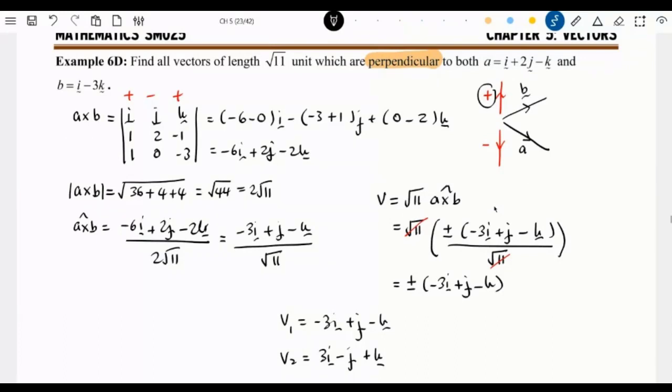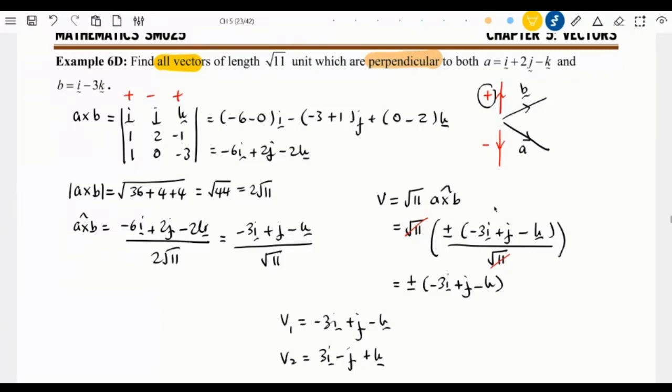If they ask for just one, you can give either one. But because they ask for all vectors, you have to give both, plus and minus. Okay, is that clear? Sorry, I'm coughing today. Clear, Miss. Alright, so that was example 60. The day is almost over. Shall we proceed to 6E?